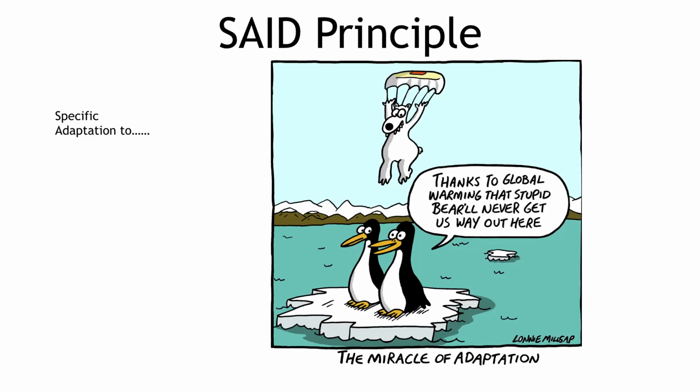The SAID principle is one of the most important concepts in sports science. It stands for specific adaptation to imposed demand, which simply means when the body is placed under some form of stress, it starts to make adaptations. If you look at this comical meme, we have two penguins floating on a piece of ice in a large body of water. They are discussing how global warming has made it difficult for polar bears to get them. And of course, there's a polar bear that adapted by learning to kite surf. Your body has the ability to make specific adaptations relative to the form of stress. This adaptation response allows the body to get better at withstanding that specific form of stress in the future.